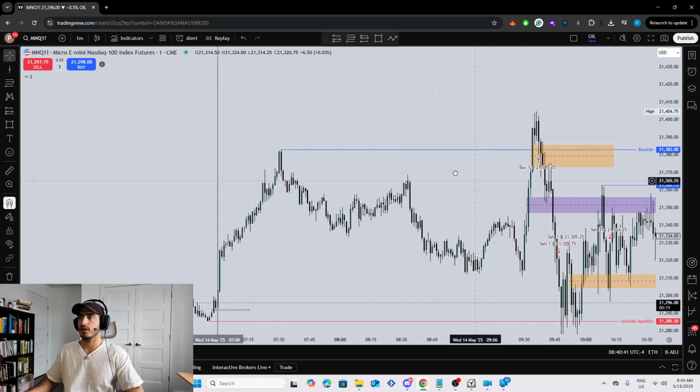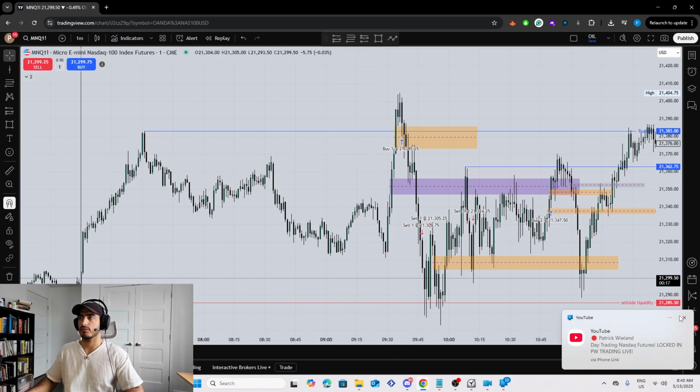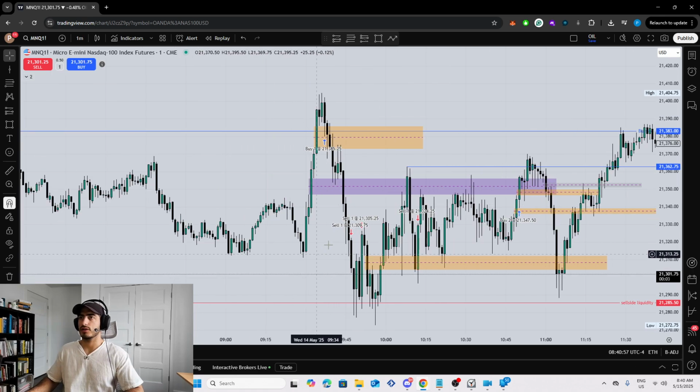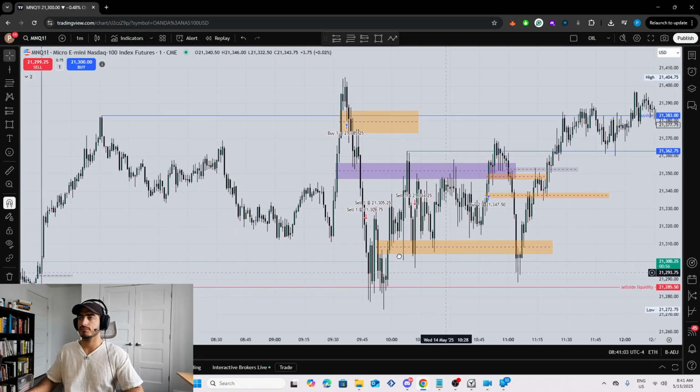But what I failed to remember was these relative equal lows still remained after the buy side was taken. So I should have stayed a bit more cautious when it came above these highs. I didn't. My stop was right here. Boom, right below these lows. It took me out.